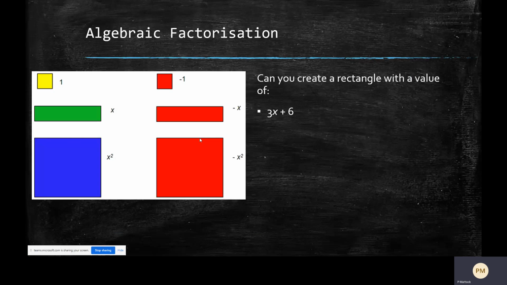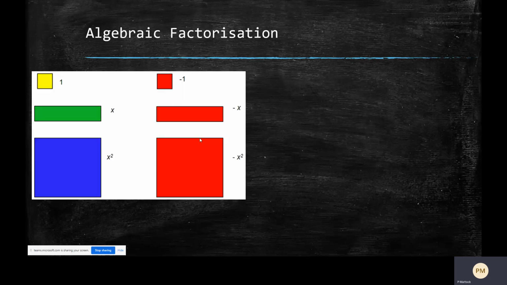And I could explore some other ones. I could explore 6x plus 3, 6x plus 9. I could explore 6x minus 9 using the negative versions of the tiles. I could even look at 9 minus 6x using the negative versions of the x tiles.